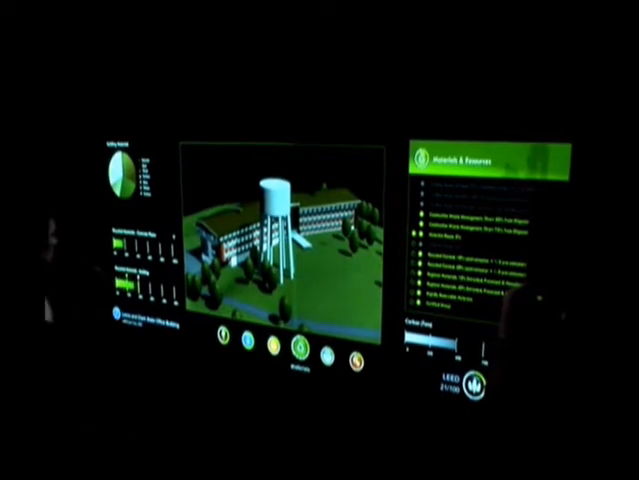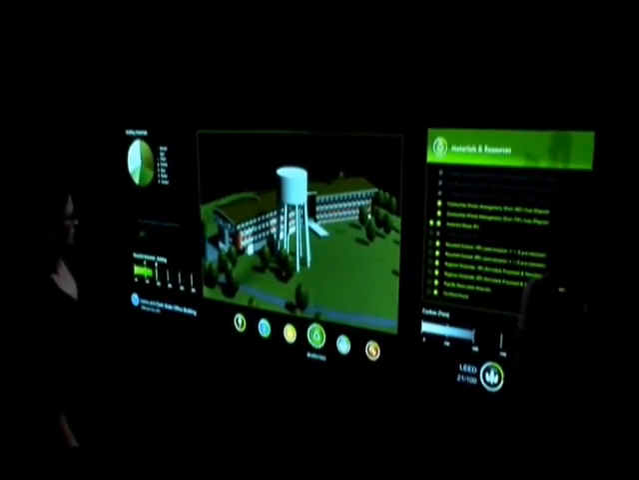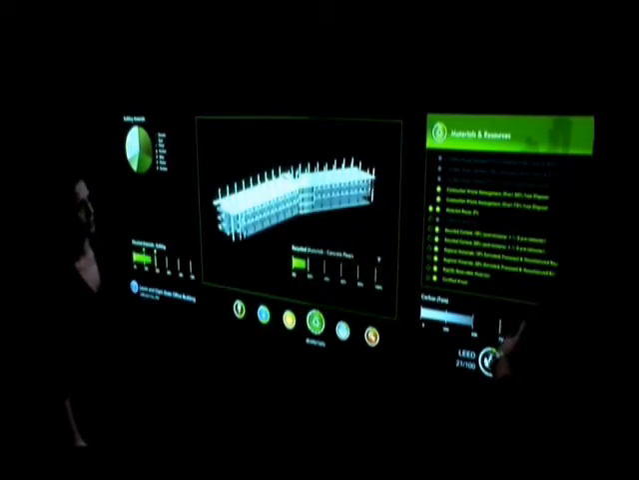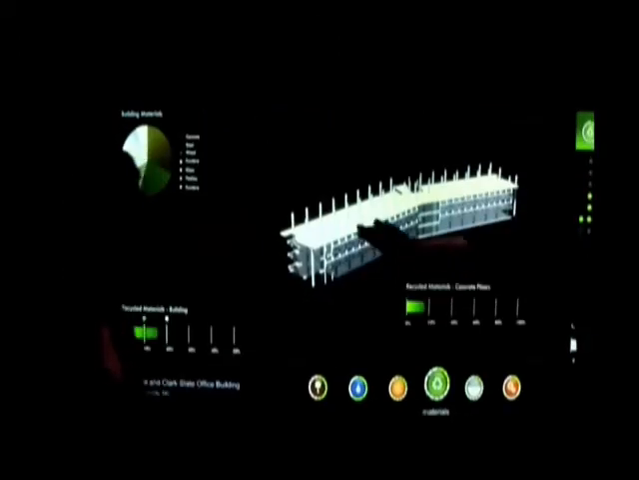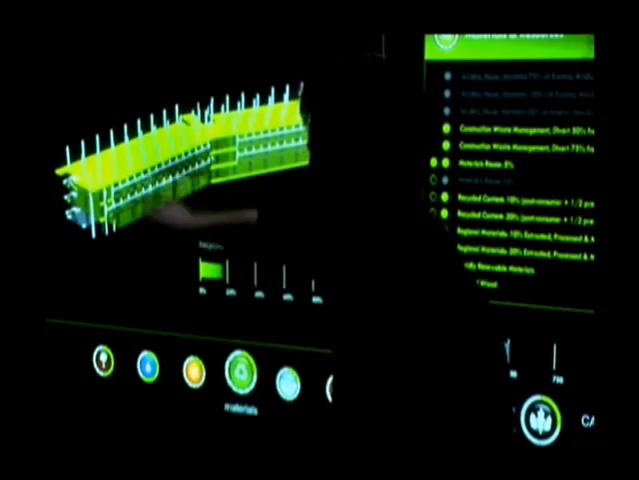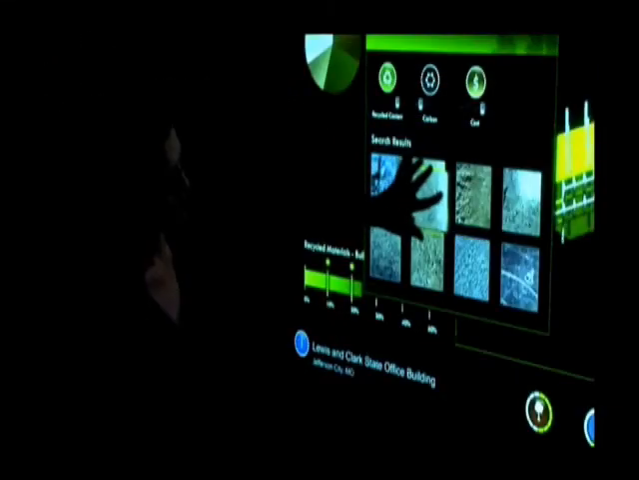Moving a recycled material slider over the model view filters the model and shows the amount of recycled material in the concrete floors. The visual representation of this information helps designers better understand the impacts of material selections.